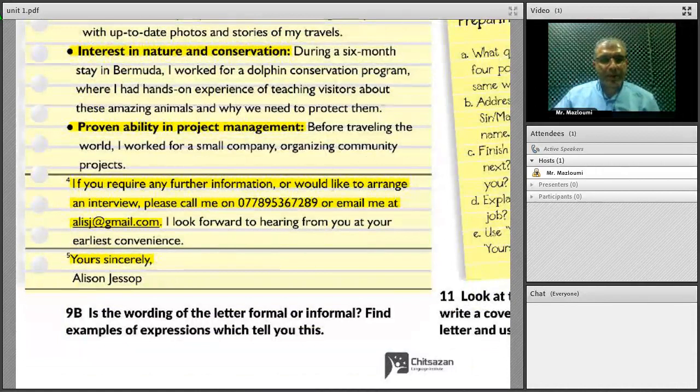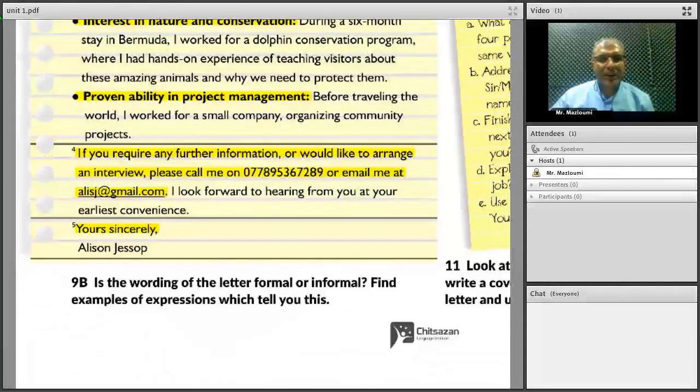Proven ability in project management. Okay, proven ability in project management. So he has shown that he's good at managing projects because of his experience. Before traveling the world, I worked for a small company organizing community projects. So before he started traveling, the person used to work for a company, and in that company, he organized community projects. You know, for example, he took people on tours, he planned travels, and he was in charge of making plans.